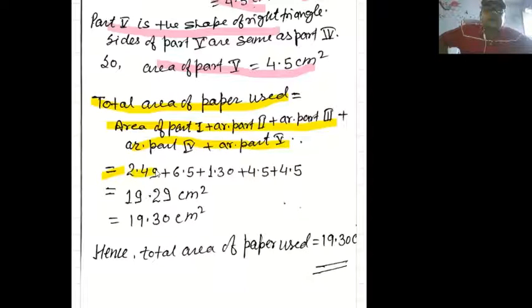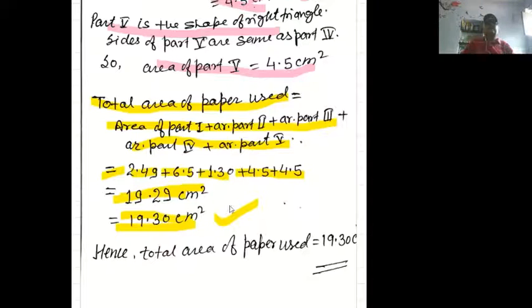equal to 2.49 plus 6.5 plus 1.30 plus 4.5 plus 4.5. Their sum is 19.29 centimeter square, and in round figure we can write 19.30 centimeter square approx.